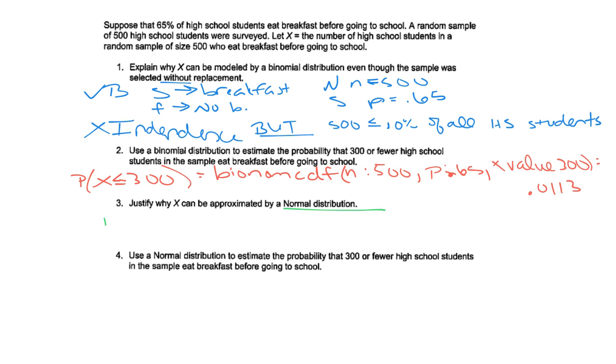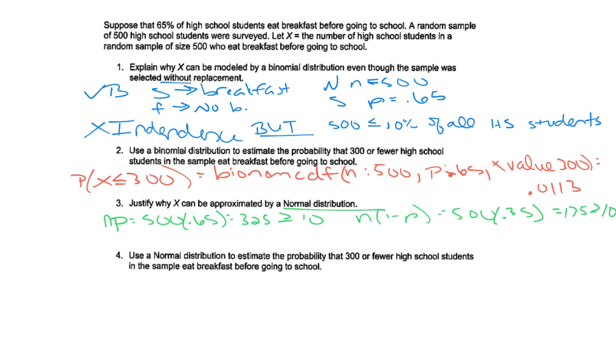Justify why X can be approximated by a normal distribution. Well, being able to use the normal distribution is my large counts rule. I need to show my work for both of them. So 500 times 0.65 is equal to 325, which is definitely bigger than 10, as well as my failures. So n times 1 minus p, that would be 500 times 0.35, which gives me 175, which is also greater than or equal to 10. So that's my justification that this can be approximated by a normal distribution.